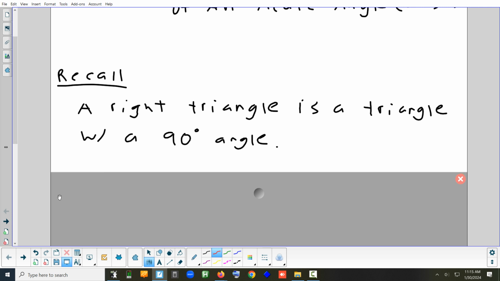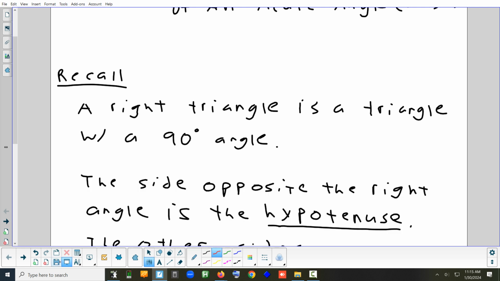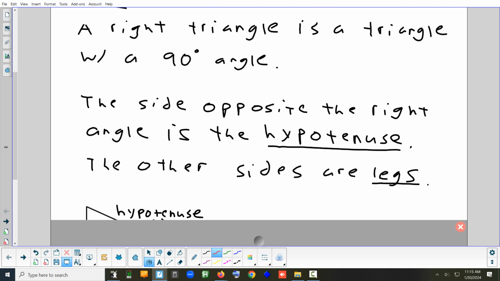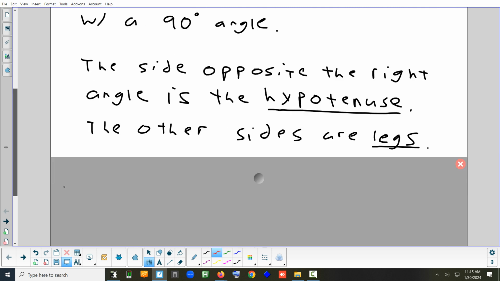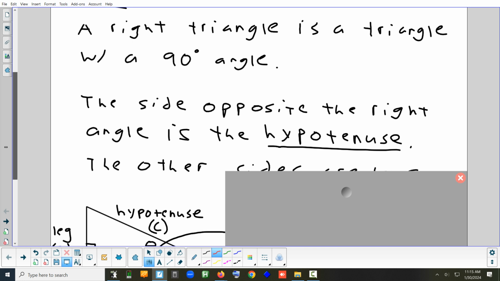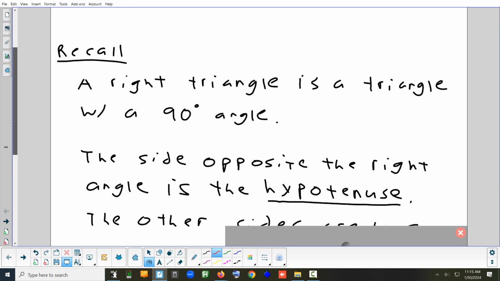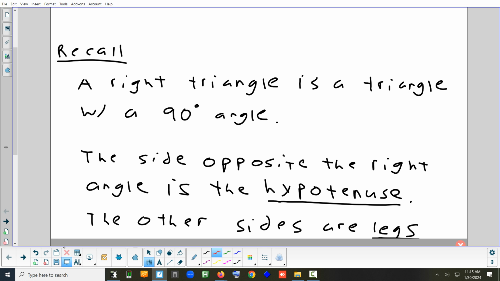So we're going to be solving triangles that have a 90-degree angle. What's the name of the side that's across from the 90? The hypotenuse. And what do we call the other two sides? Opposite and adjacent. We are going to use those words, yes. I'm thinking of another word. The legs, yeah. Okay, here's pretty much a diagram of what we just said.